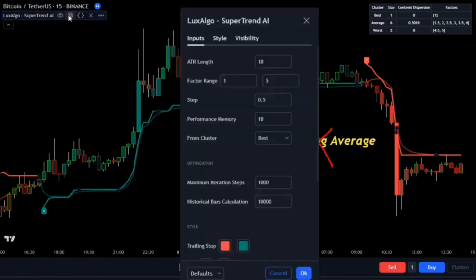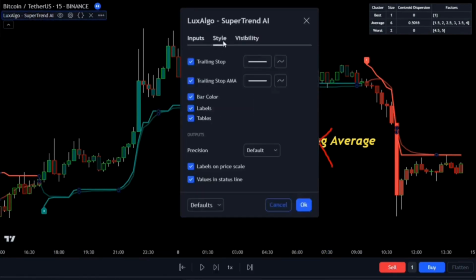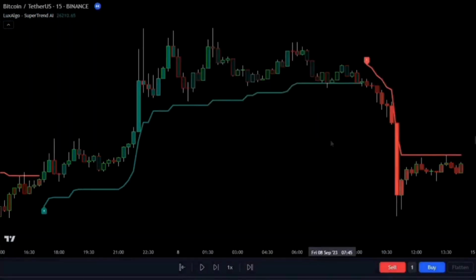To remove it, go to the settings, and under the style, disable the trailing stop AMA. We won't be using the tables either, so uncheck that option as well. Keep your chart clean, as that's what you should aim for as a trader.